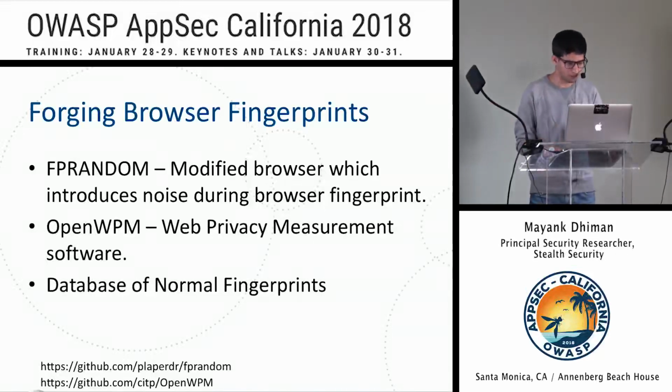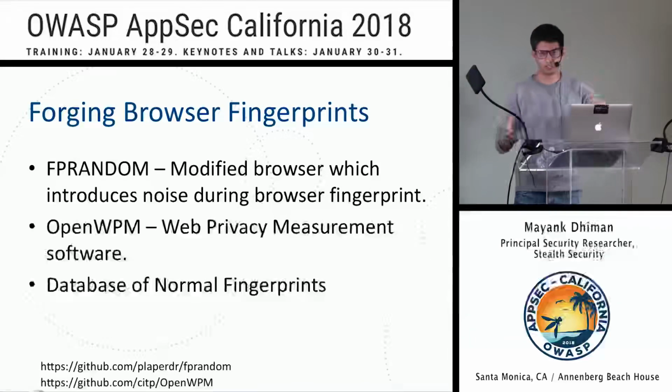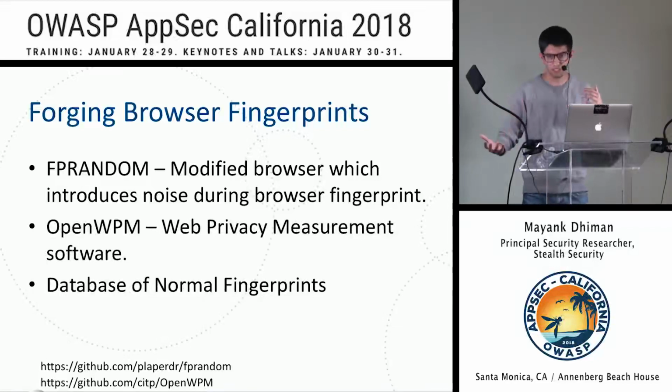There are other projects like OpenWPM. Also, this came out of Princeton. And FP Random is actually available on GitHub. So the idea is that you want to create a database of normal fingerprints. And when the JavaScript runs, instead of lying back with a random fingerprint, you can lie back with a fingerprint of your choice, right? You can pick a fingerprint, and when the JavaScript runs, that's the fingerprint you send to them, right?